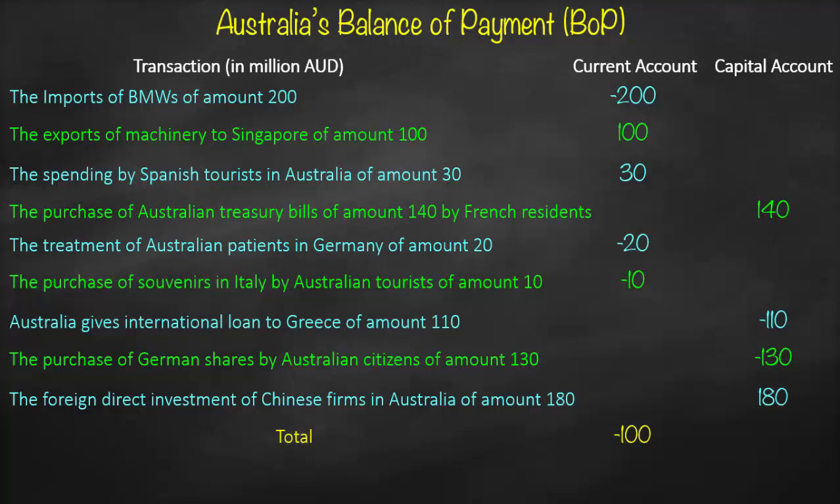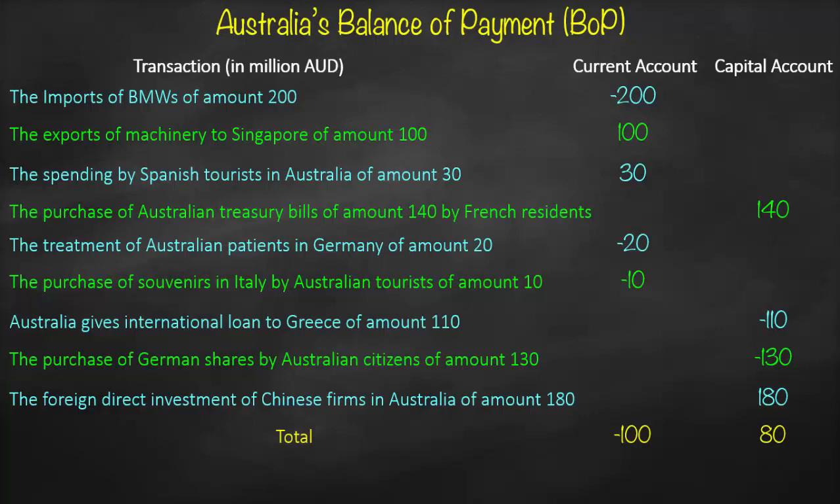Then for capital account, let's do the same. Let's get the sum. 140 minus 110 minus 130 plus 180. It will give us a total or a net of 80. So what do I mean by 80? It means that we have a capital account surplus. What do I mean by capital account surplus? It means that under capital account, we have more cash inflow compared to the cash outflow.